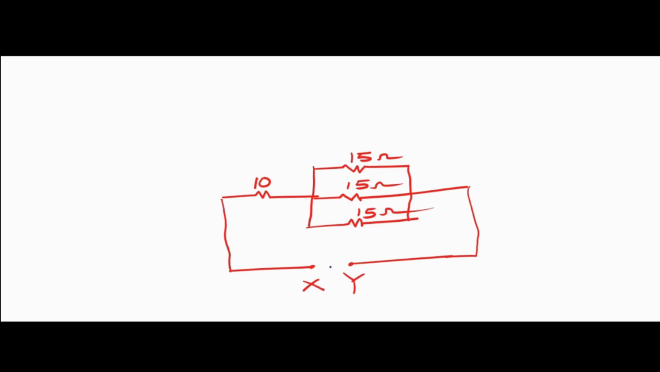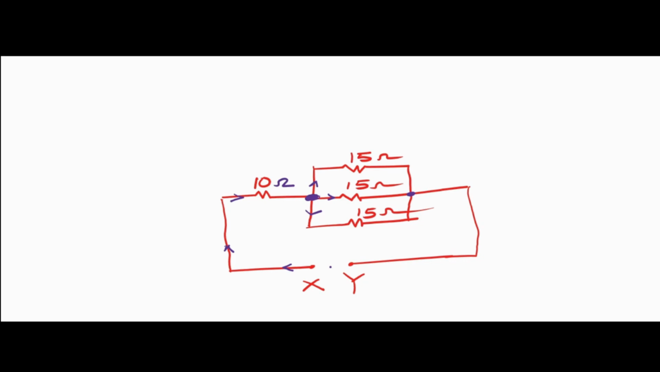From this terminal X, current enters and passes in this direction, also passing through the 10 ohm resistor. This is the 10 ohm resistor. As this current enters this junction, there are three resistances of 15 ohms, 15 ohms and 15 ohms. The current branches into three parts and they meet at another junction.